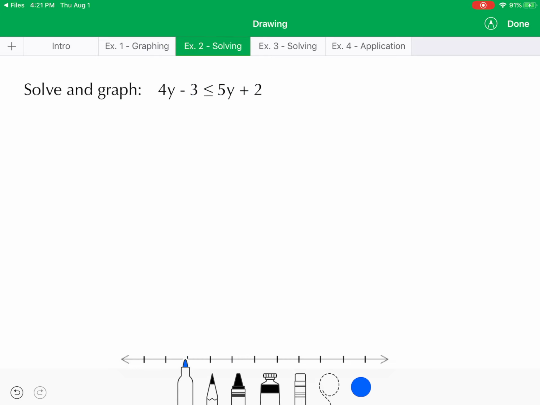All right, here is a very typical simple inequality. Right? Notice it looks a lot like an equation, except instead of the equal sign, you have an inequality symbol. Right? I'm going to solve this very similar to how I solved an equation. I'm going to move my variables to one side and my constants to the other.